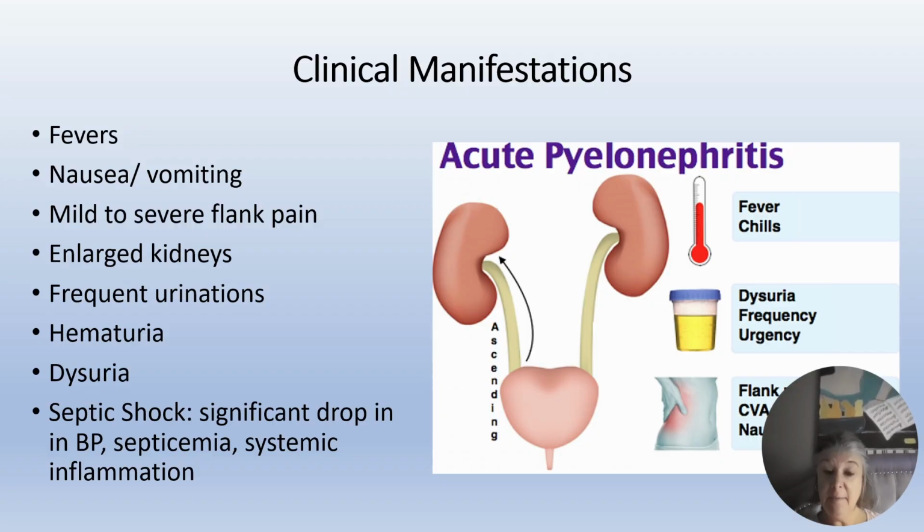What you're going to see is a significant drop in blood pressure. Okay, your blood pressure is just going to dump on you. Likely septicemia, meaning I'm going to have a matching organism in the blood that I have in the urine. So we would do a UA with culture and sensitivity, identify your bacteria. If you have septicemia, that means that same organism has now spread to the blood. And this is going to lead to systemic inflammation.